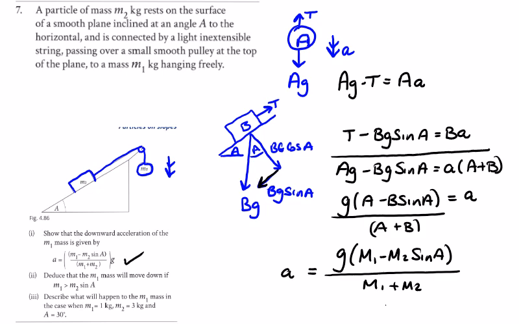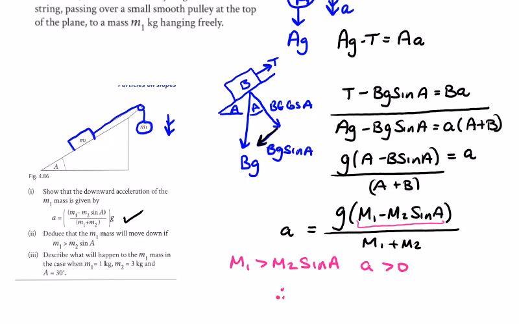Deduce that the M1 mass will move down if M1 is greater than M2 sine A. Well, let's look inside here and see what we have. M1 and M2. So we're asked to show that if M1 is greater than M2 sine A, a will be positive, won't it? This will definitely be positive. a will be greater than 0. Therefore, M1 moves down. That one's a bit obvious, but sometimes it's the obvious ones that are a little bit tricky to understand what they're asking.